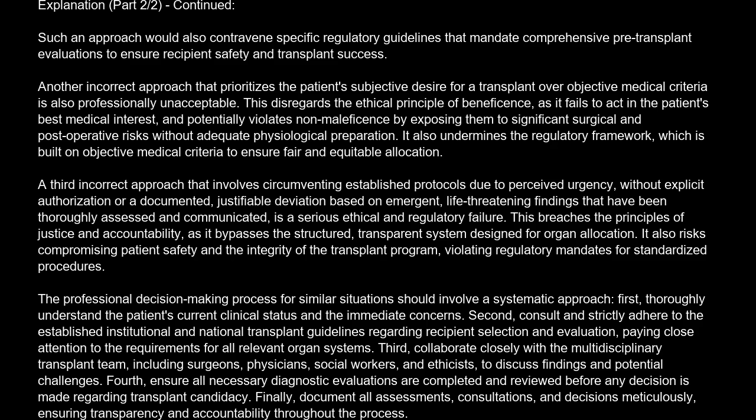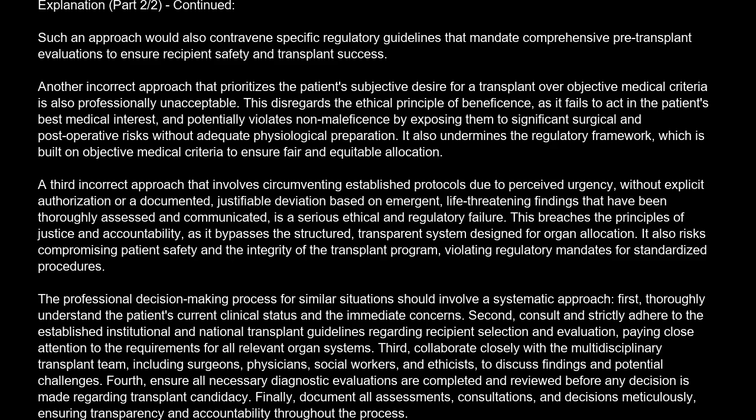success. Another incorrect approach that prioritizes the patient's subjective desire for transplant over objective medical criteria is also professionally unacceptable. This disregards the ethical principle of beneficence, as it fails to act in the patient's best medical interest, and potentially violates non-maleficence by exposing them to significant surgical and post-operative risks without adequate physiological preparation. It also undermines the regulatory framework, which is built on objective medical criteria to ensure fair and equitable allocation.